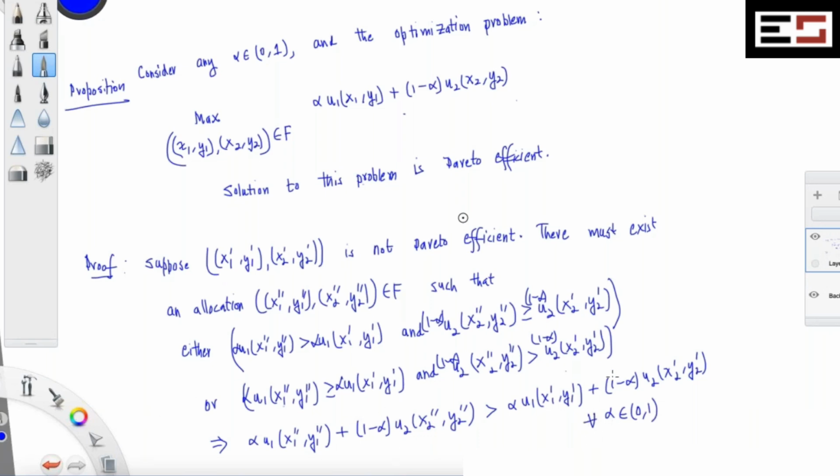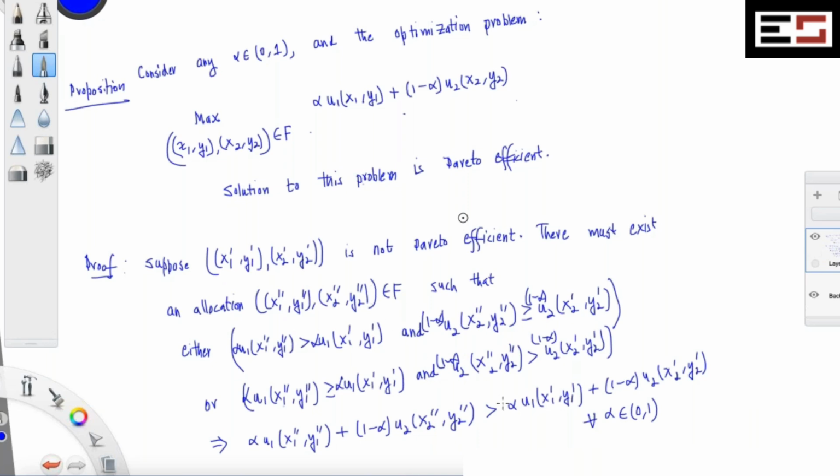So what that means is, no matter what happens, x1 prime y1 prime x2 prime y2 prime cannot be the solution to this problem, because there exists a feasible allocation which will yield a higher weighted sum of utilities, right? This is a higher weighted sum of utilities than this one. So if an allocation is not Pareto efficient, then it cannot solve a maximization problem like this. Which simply means that if something solves a problem like this, then it must be Pareto efficient, right? That's a proof. If a feasible allocation solves this problem, then it must be Pareto efficient. This is what we have proved.